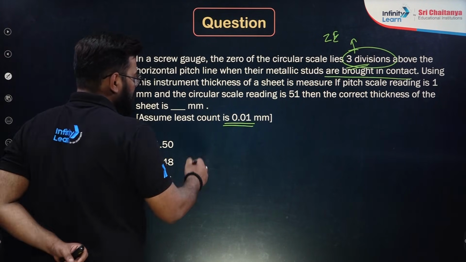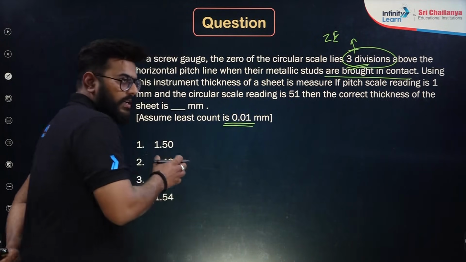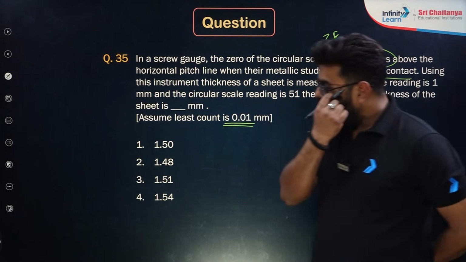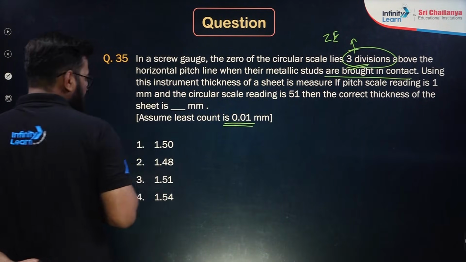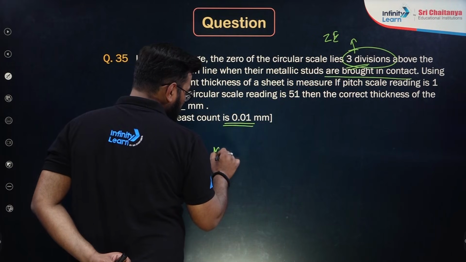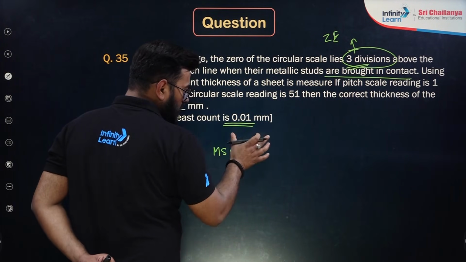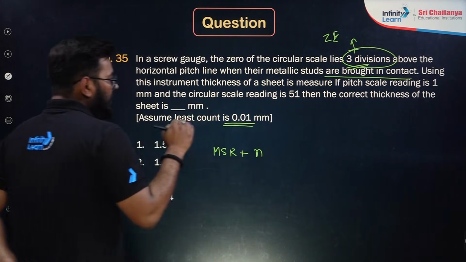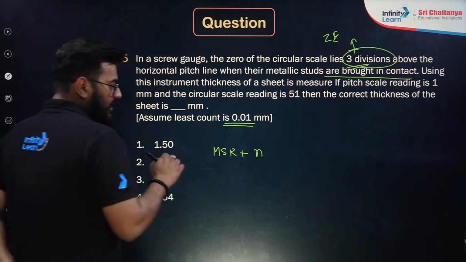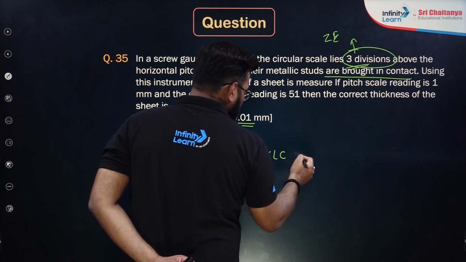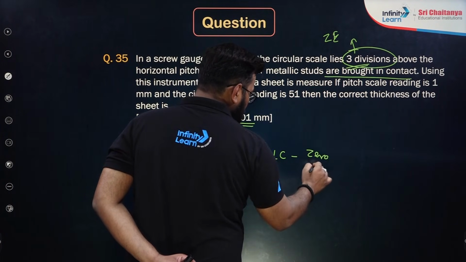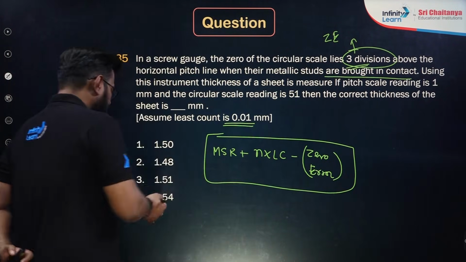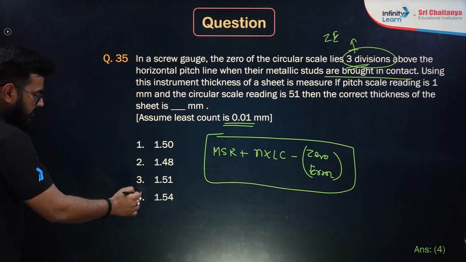The simple point over here is that the final reading is whatever your main scale reading is, plus n into the least count, where n is the point where the reference line touches, and you will have to subtract the zero error out of it. So with this simple formula, you can very easily find the option. The correct answer is going to be option number 4.